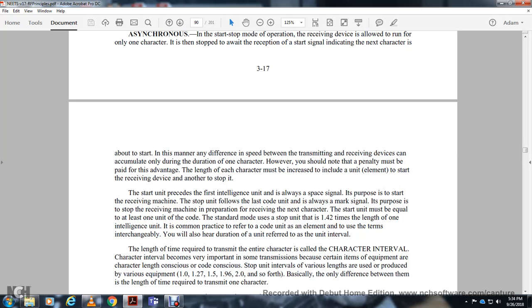The stop unit must be equal to at least one unit of the code, and in the standard mode is 1.42 times the length of one intelligent unit. It is common practice to refer to the code unit element interchangeably. You will hear this variation of the unit referred to as the unit interval.